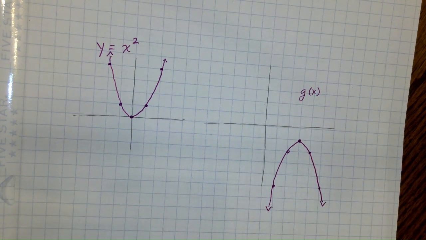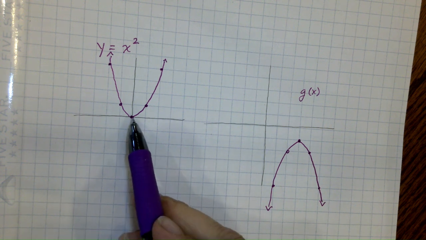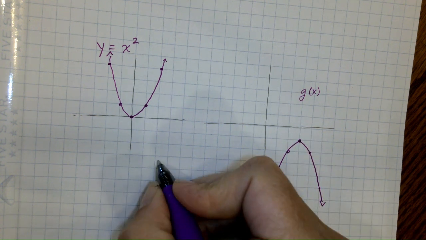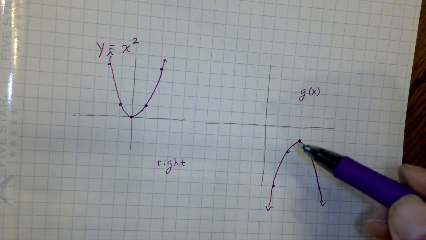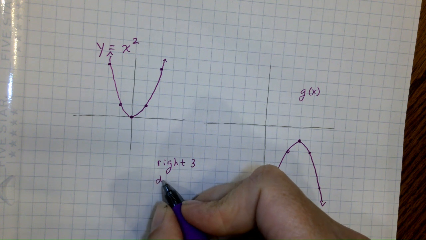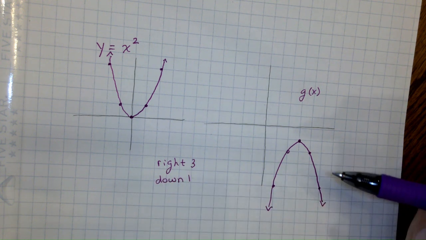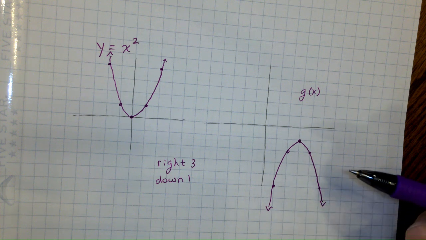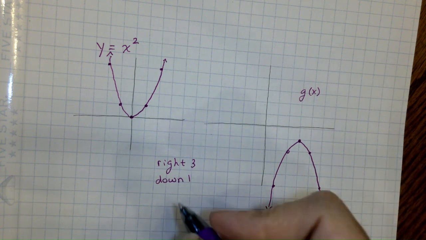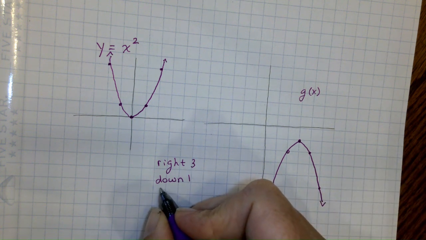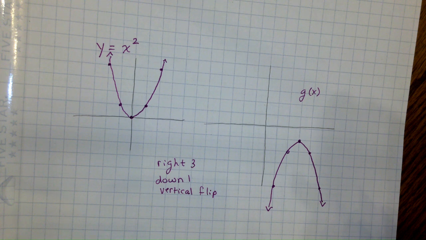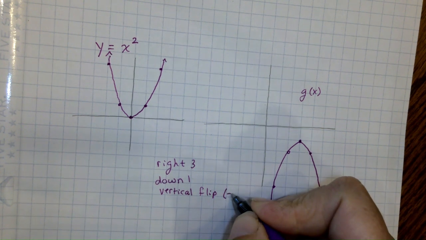All right, so what effects do we see going on here? Well, if you notice, instead of starting at 0, 0, we've started 1, 2, 3 to the right. So we see a right 3 popping up in there. Also, the vertex has been shifted down 1. So right 3 and down 1 is going to be very important, but now we see that it goes upside down. So it flipped vertically, right? So we have to make sure that we know that we have a vertical flip. If you remember, negatives are what cause that.